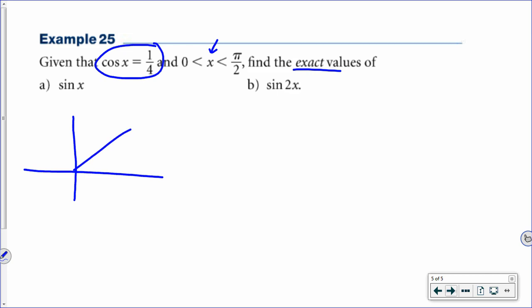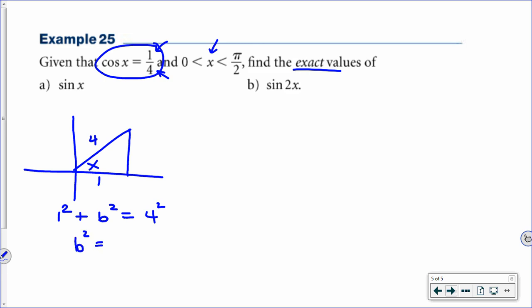And what we can do is create a triangle where x is the angle. And knowing that the cosine is 1/4 means I know the adjacent side is 1 and the hypotenuse is 4. I can find the sine by using this triangle because I know sine is opposite over hypotenuse. I just need to find the other side of the triangle. And for that, I have the Pythagorean theorem. A really common IB Math SL question.